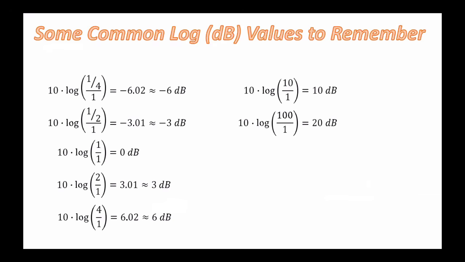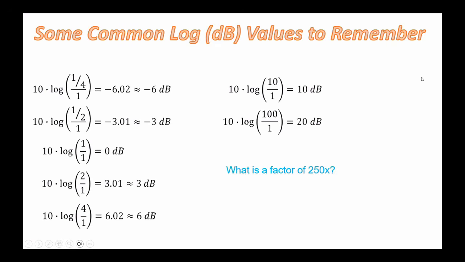These are some common values to remember. Log 1 is 0 dB. If we double the power, it will be 3 dB. If we halve the power, it will be negative 3 dB. So always remember, double the power is 3 dB, and reducing the power by half is negative 3 dB. 10 times is 10 dB. 100 times is 20 dB.